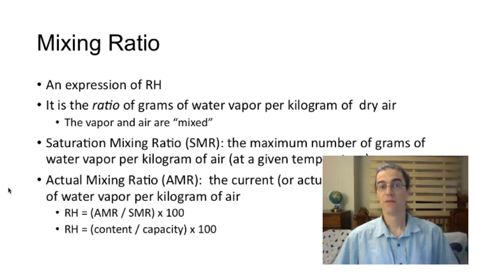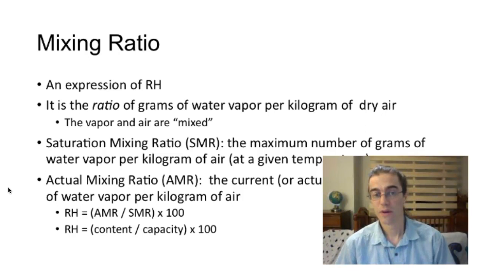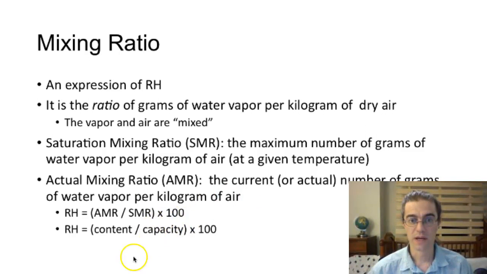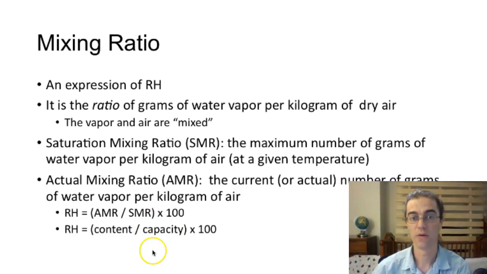So the saturation mixing ratio is the maximum number of grams of water vapor per kilogram of air at a given temperature. And the actual mixing ratio is the current or actual number of grams of water vapor per kilogram of air. Again, a lot of words there, but it's quite easier to comprehend when we see it written out. Relative humidity equals the actual mixing ratio divided by the saturation mixing ratio, times 100. Again, this is content over capacity.